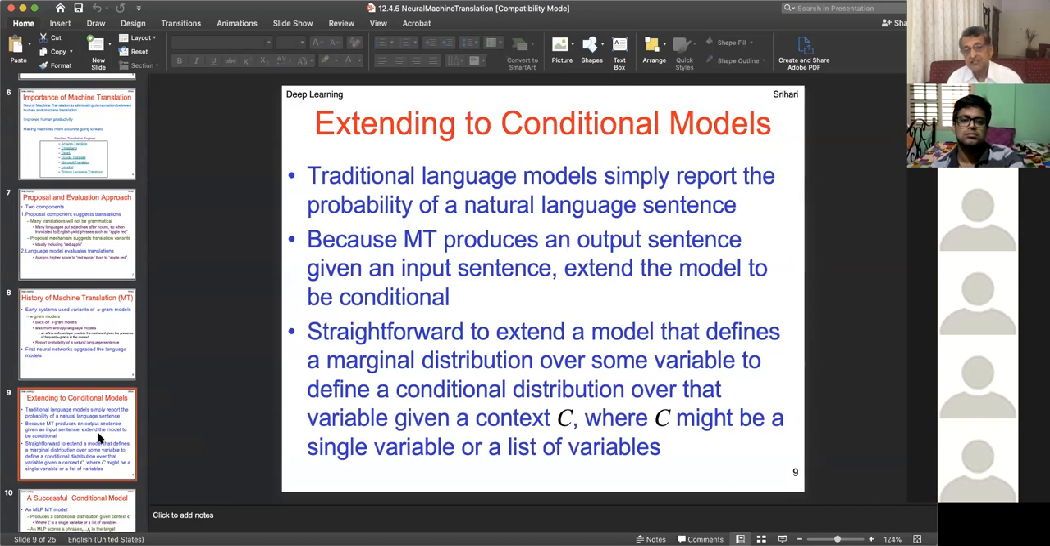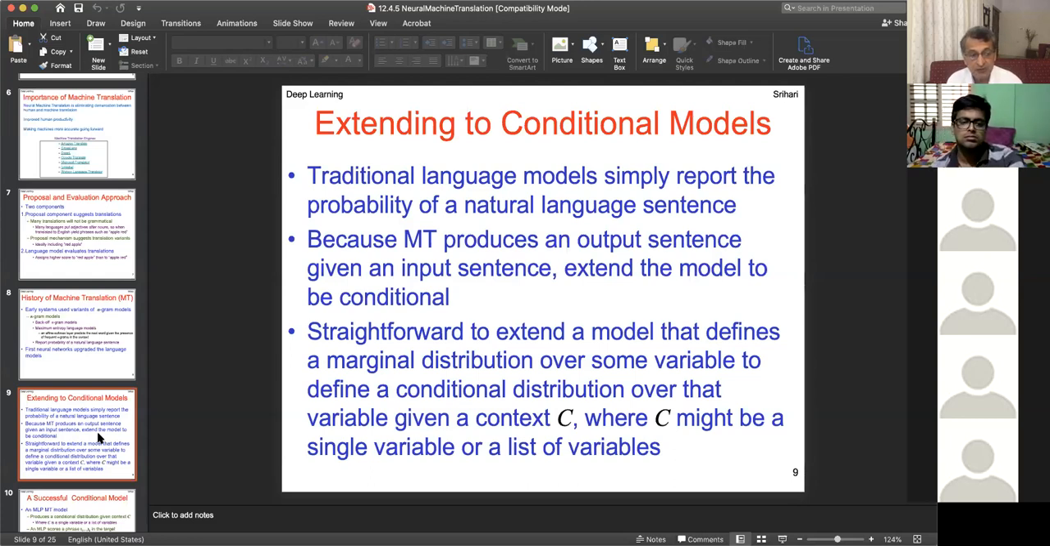While the traditional language models simply report the probability of a natural language sentence, the model can now be extended to become conditional. That is, what is the probability of this sequence, not in absolute terms, but given a few words or the context in which it is occurring? Which makes sense. In English, context is extremely important.